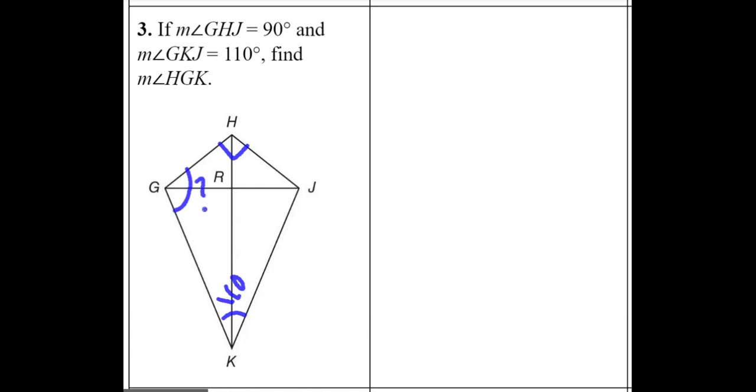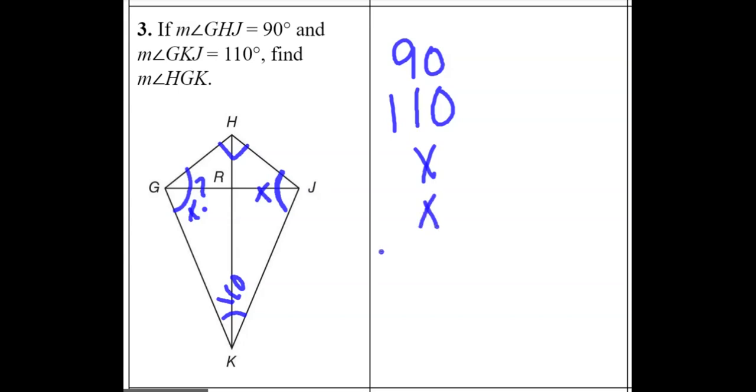Now, remember that the opposite angles that are formed by the unequal sides are congruent. So I have 90 and I have 110. And then I have two angles that are congruent. I'm just going to call them both x. So we have x and then we have another x. And all of that has to add up to the sum of the angles in a quadrilateral, where the sum of the angles in a quadrilateral are 360 degrees.